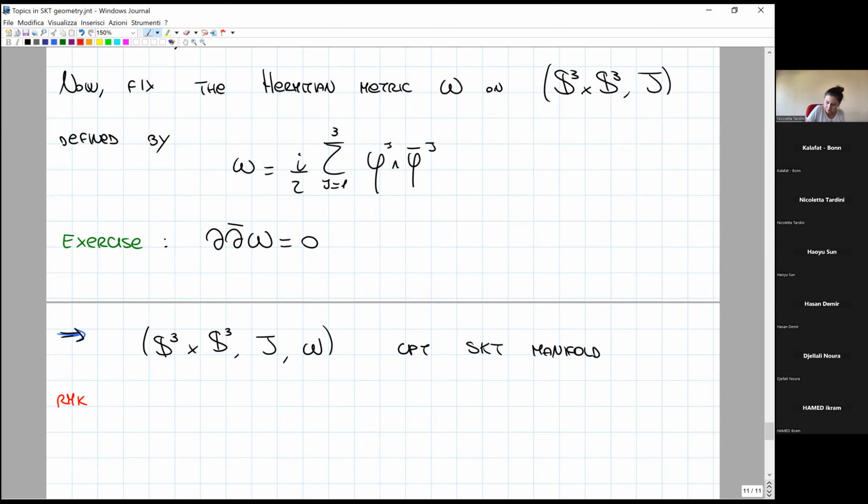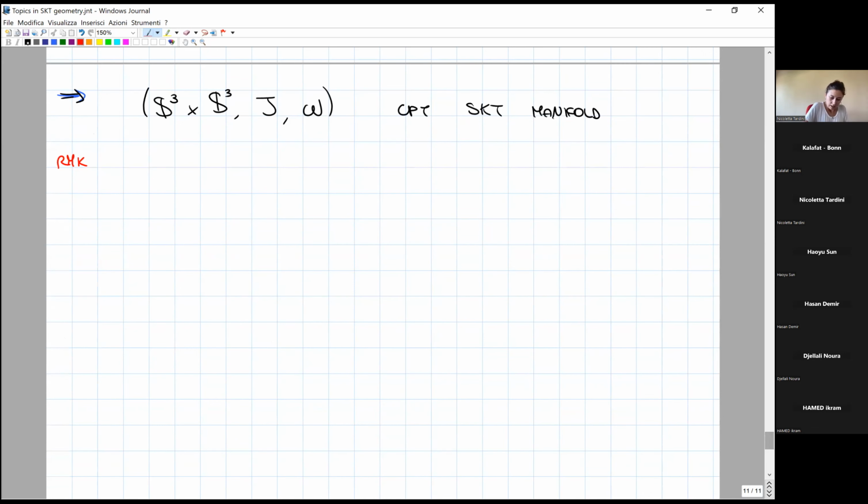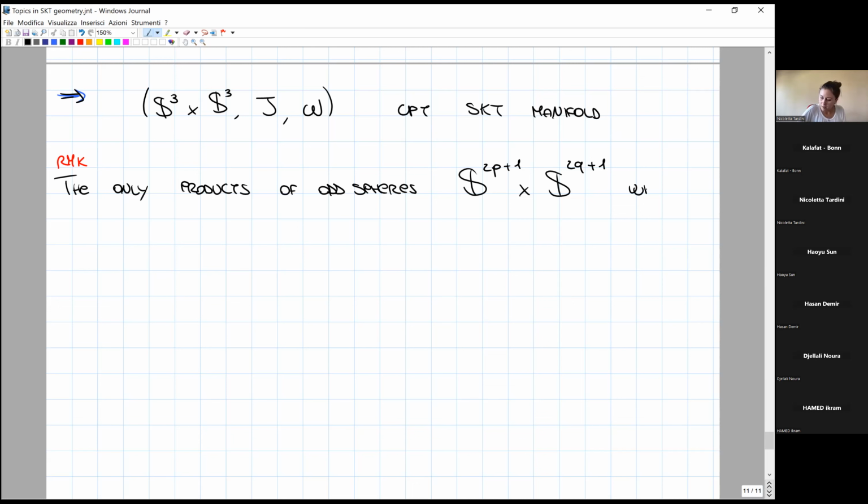Just a remark. So the only products of odd spheres, of the type S2P plus 1 times S2Q plus 1 with Calabi-Eckmann complex structure. Okay, I will not stress on this, but on products of odd spheres, there is a natural way to construct complex structures, and this was due to Calabi-Eckmann.